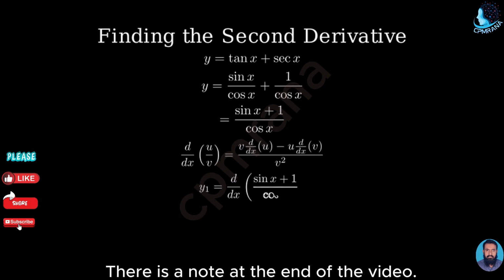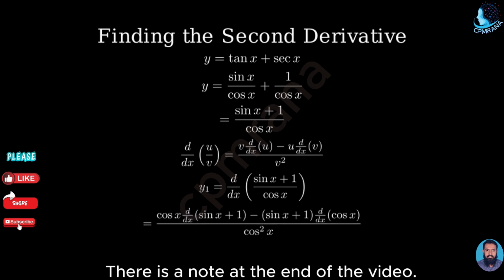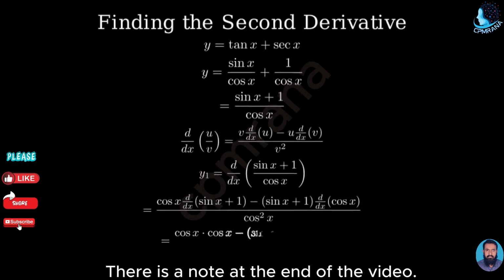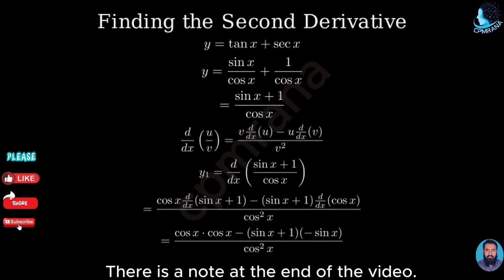Here, u is sine x plus 1, and v is cosine x. The derivative of sine x plus 1 is cosine x, and the derivative of cosine x is negative sine x. Substituting these values in, we get cosine x times cosine x minus sine x plus 1 times negative sine x, all over cosine squared x.